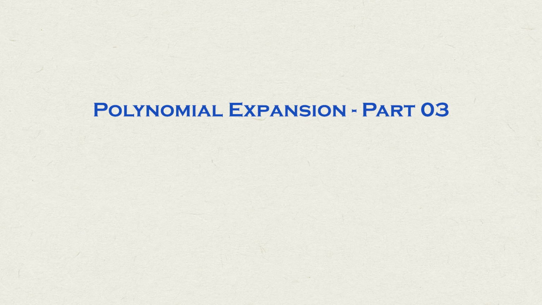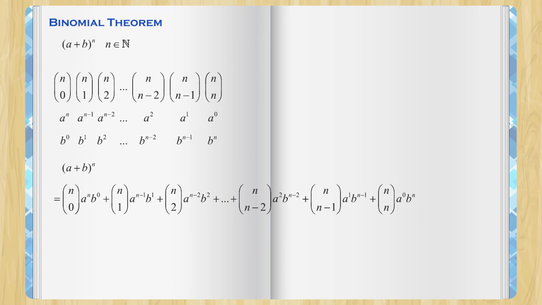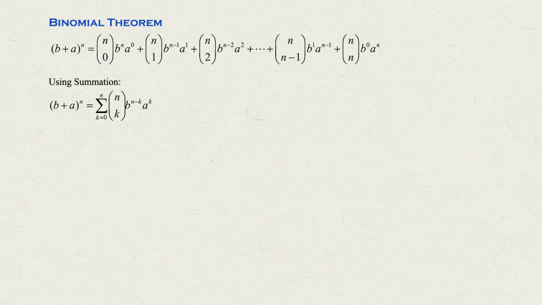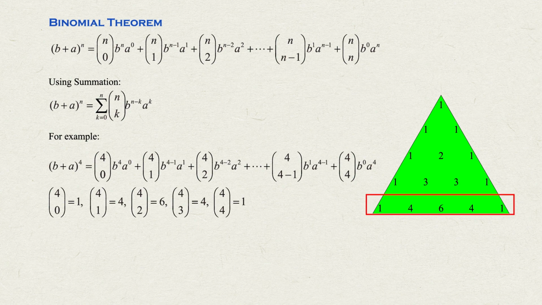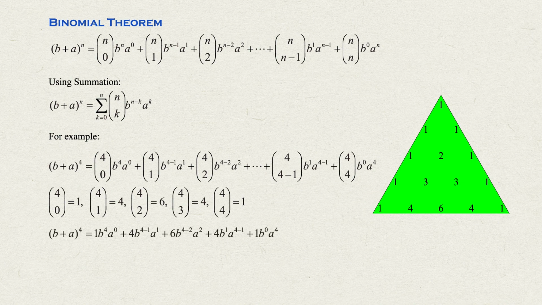In video 1, we reviewed the binomial theorem, which, if you remember, was as we see here. Or we can easily express these terms using summation notation and state it in a condensed form. And remember, each binomial coefficient was related to an element in the row of Pascal's triangle. For example, if we were expanding the quantity b plus a raised to the fourth power, we would have the expansion we see here. And each coefficient could have been found by using the fourth row of Pascal's triangle, which is 1, 4, 6, 4, 1.